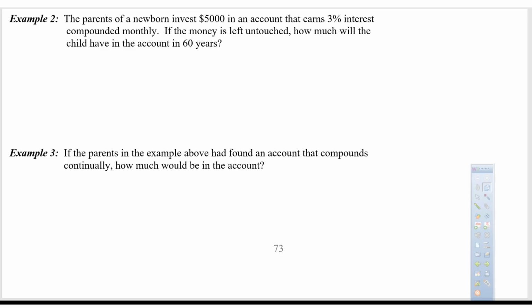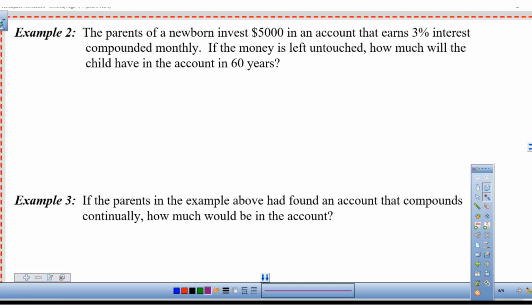Okay, number 2. The parents of a newborn invest $5,000 in an account that earns 3% interest compounded monthly. Stop right there. The second I read compounded monthly, I'm going to write my formula down so I don't get confused. So it's A equals P, 1 plus r divided by n raised to the nt. Why didn't I use Pert? Because it didn't say what, everybody? Continuously. Good. If the money's left untouched, how much will the child have in the account in 60 years?